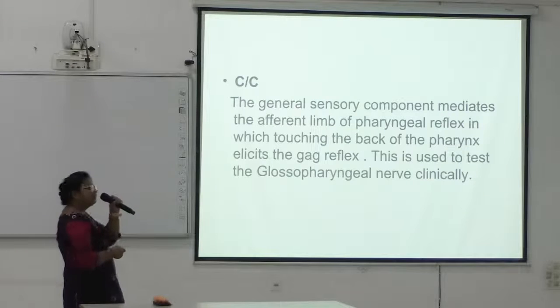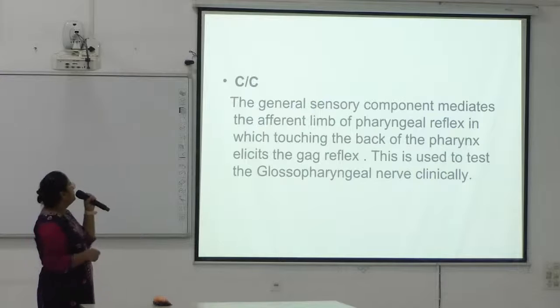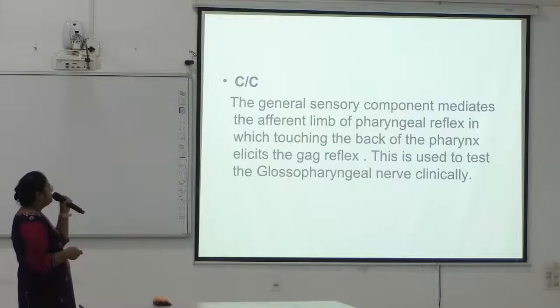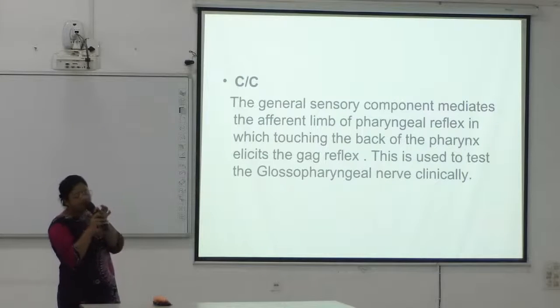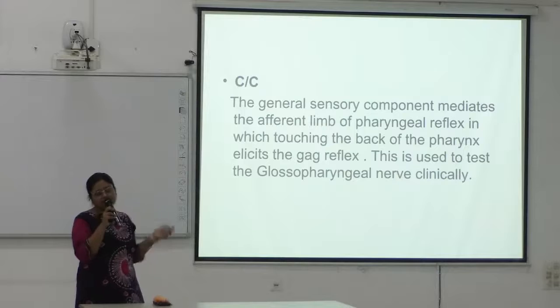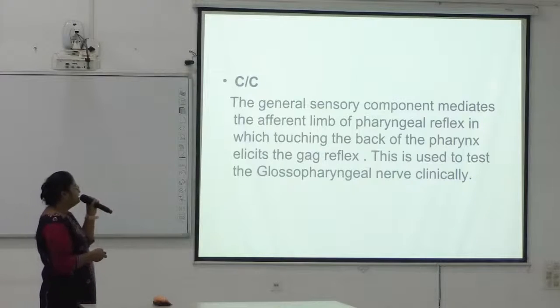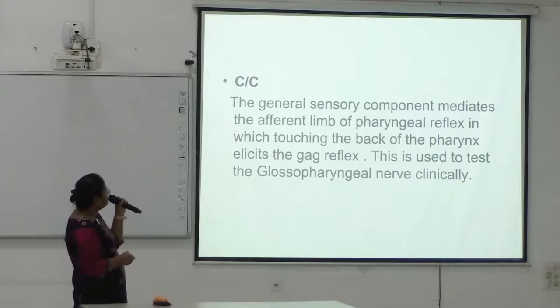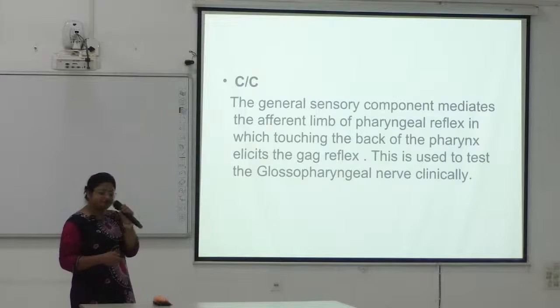Next, what is the clinical aspect? If a lesion occurs in this nerve, the general sensory component mediates the gag reflex. The gag reflex means the tongue will be elevated and it will close the opening. The gag reflex will be lost if the lesion occurs in the glossopharyngeal nerve.